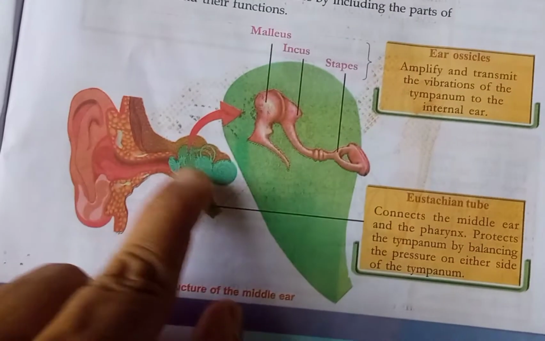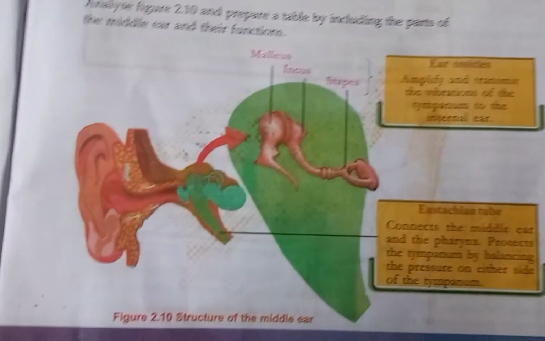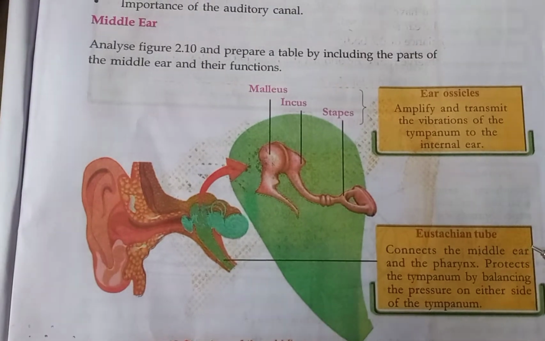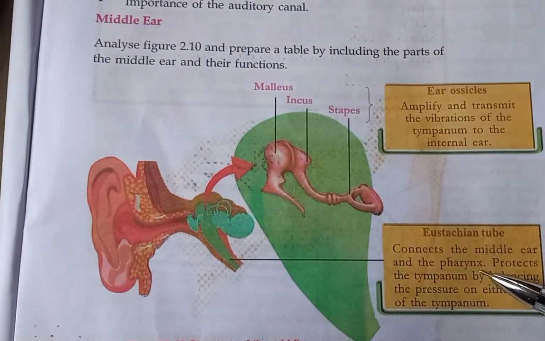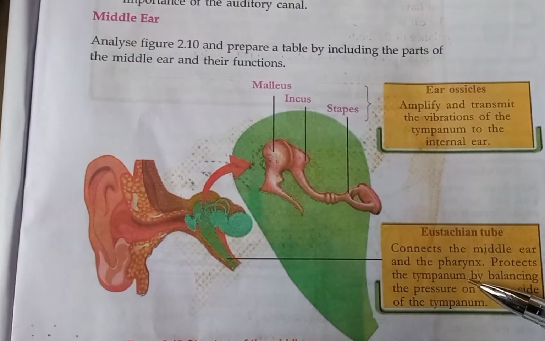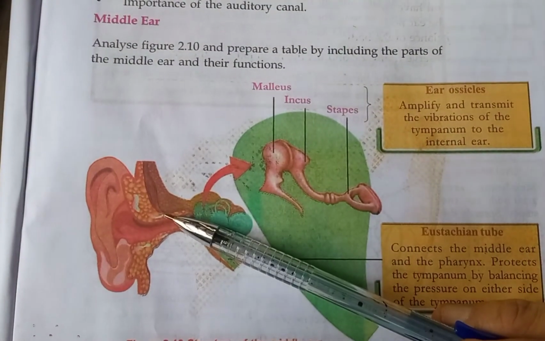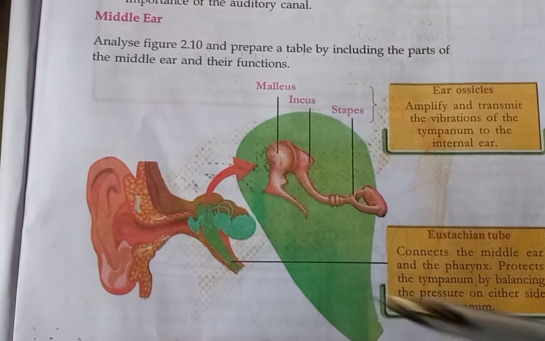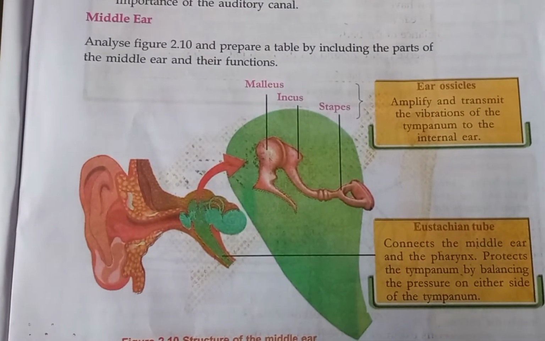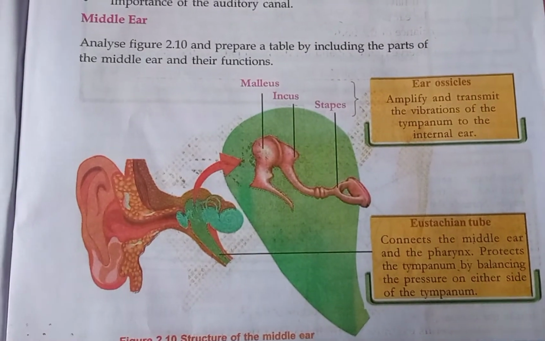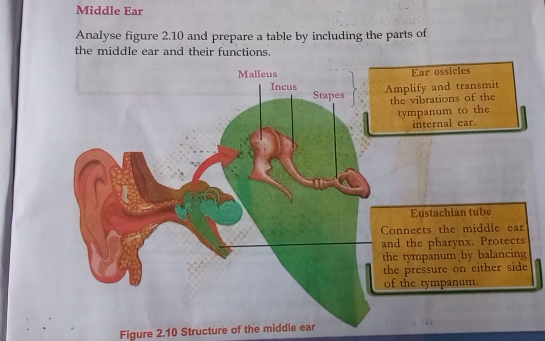Next I am going to explain the extension tube. The extension tube connects the middle ear and the pharynx. Pharynx means throat. This tube connects the middle ear to the pharynx. If you put ear drops into the ear, you will get a bitter taste, because what?